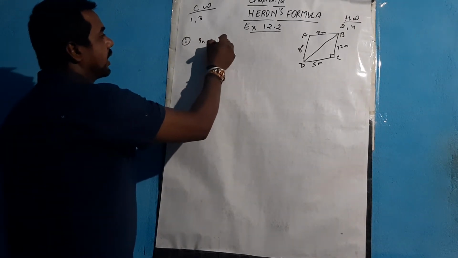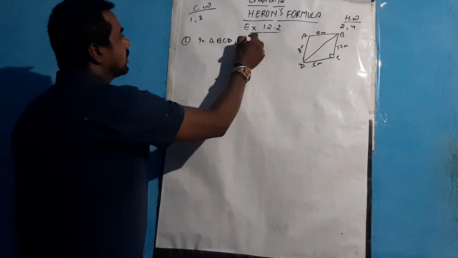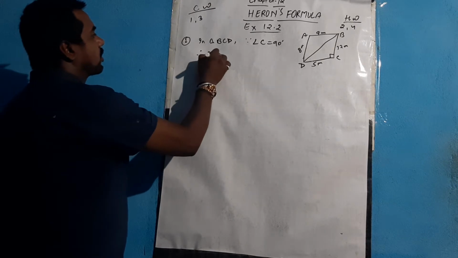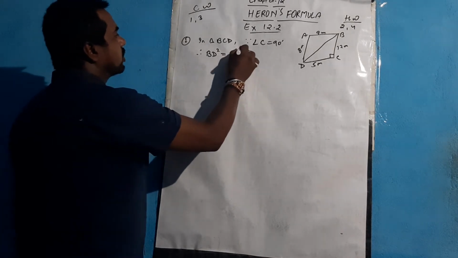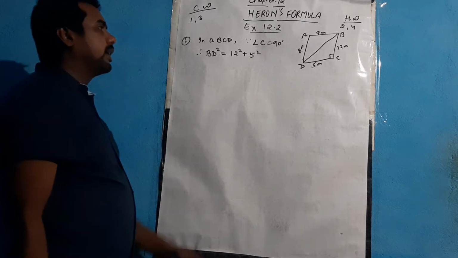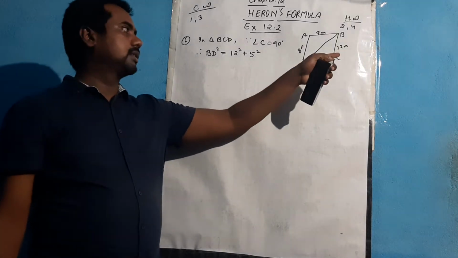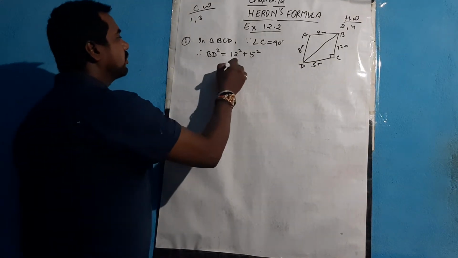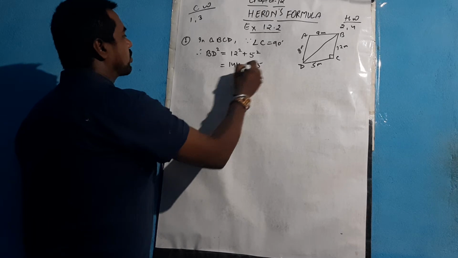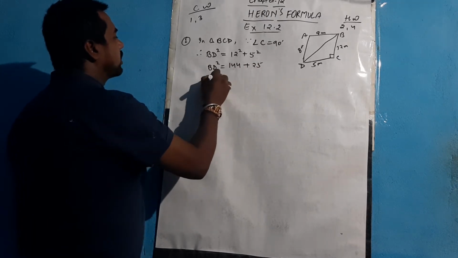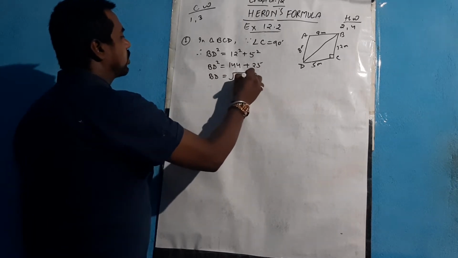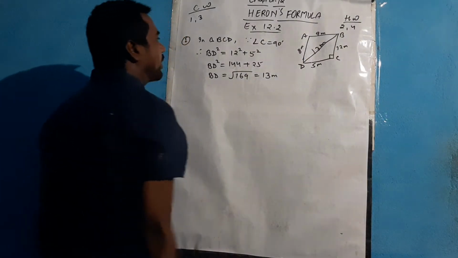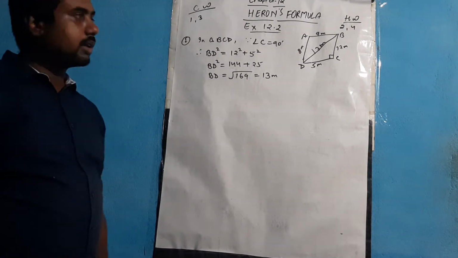In triangle BCD, since angle C is 90 degrees, BD square is equal to 12 square plus 5 square, as the side in front of 90 degrees is the hypotenuse. So perpendicular square plus base square is equal to hypotenuse square. This is 144 plus 25, which is BD square. So the value of BD is root 169, and that gives you 13 meters. So we get the length of the diagonal as 13 meters.